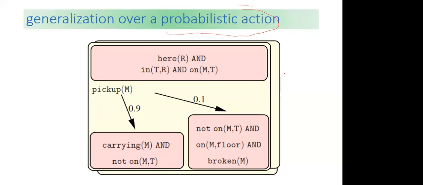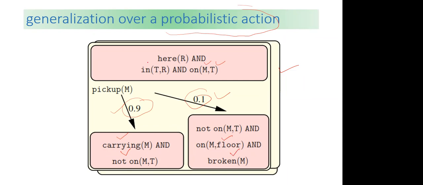Now we represent in a mathematical formula the probability of these actions, which we are considering on M and T that we have taken. So if we pickup, we have a value of 0.9, whether we are carrying for M or we are not on M and T. And 0.1 is the probability if we are not on that M and T, and M and floor is taken, and that will be broken.